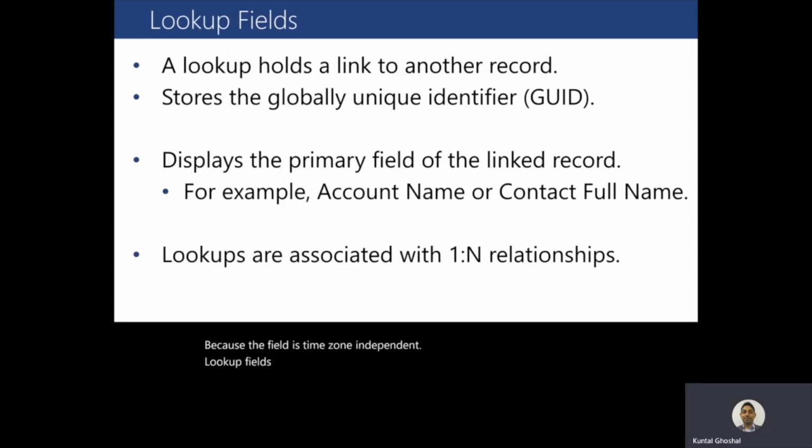Lookup fields basically hold the relationship from one entity to another entity. When you create a relationship between two entities, it also creates a lookup, and it's stored as a globally unique identifier, a GUID. Typically a lookup is associated with a one-to-n relationship. You can also create an n-to-n relationship as well, but internally the platform interprets it as a one-to-n and an n-to-one relationship.